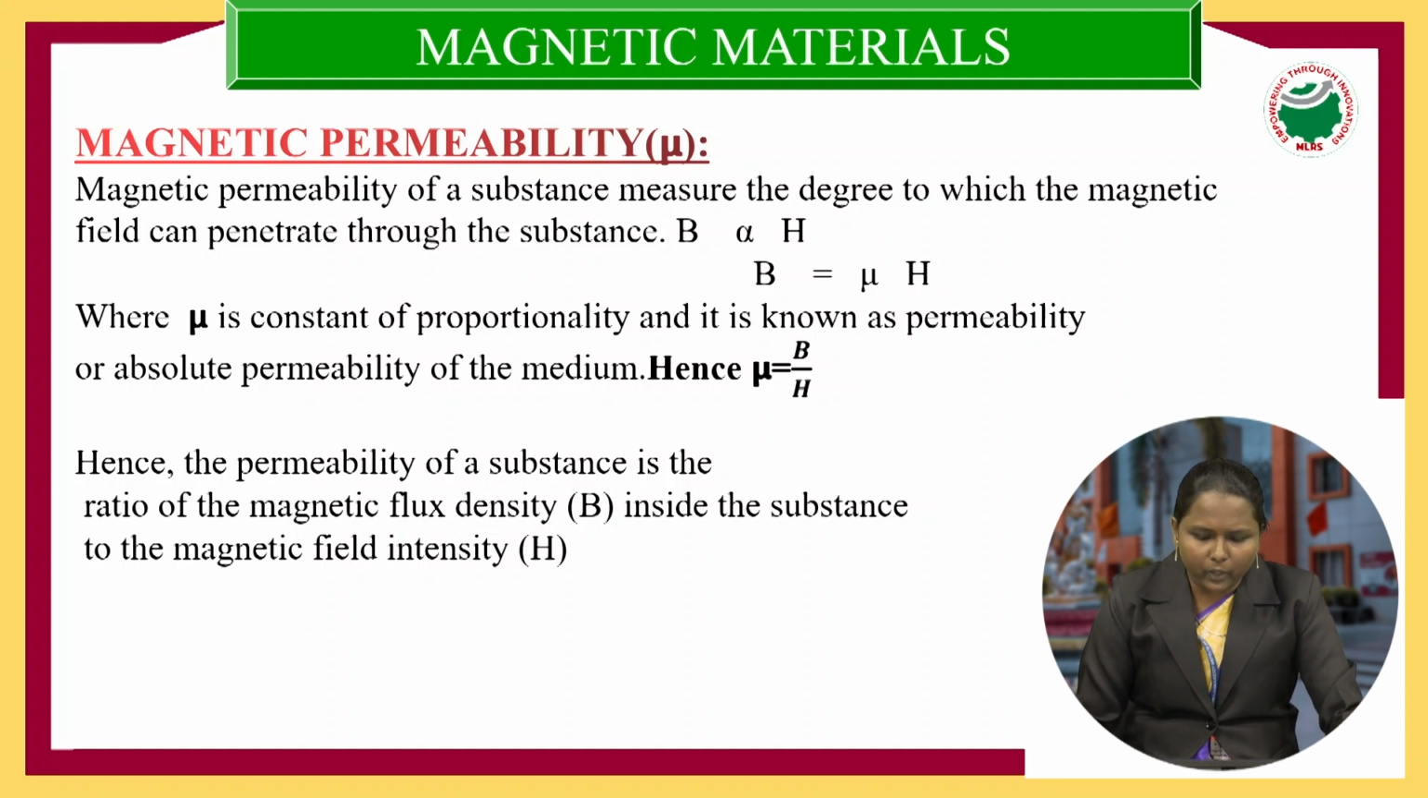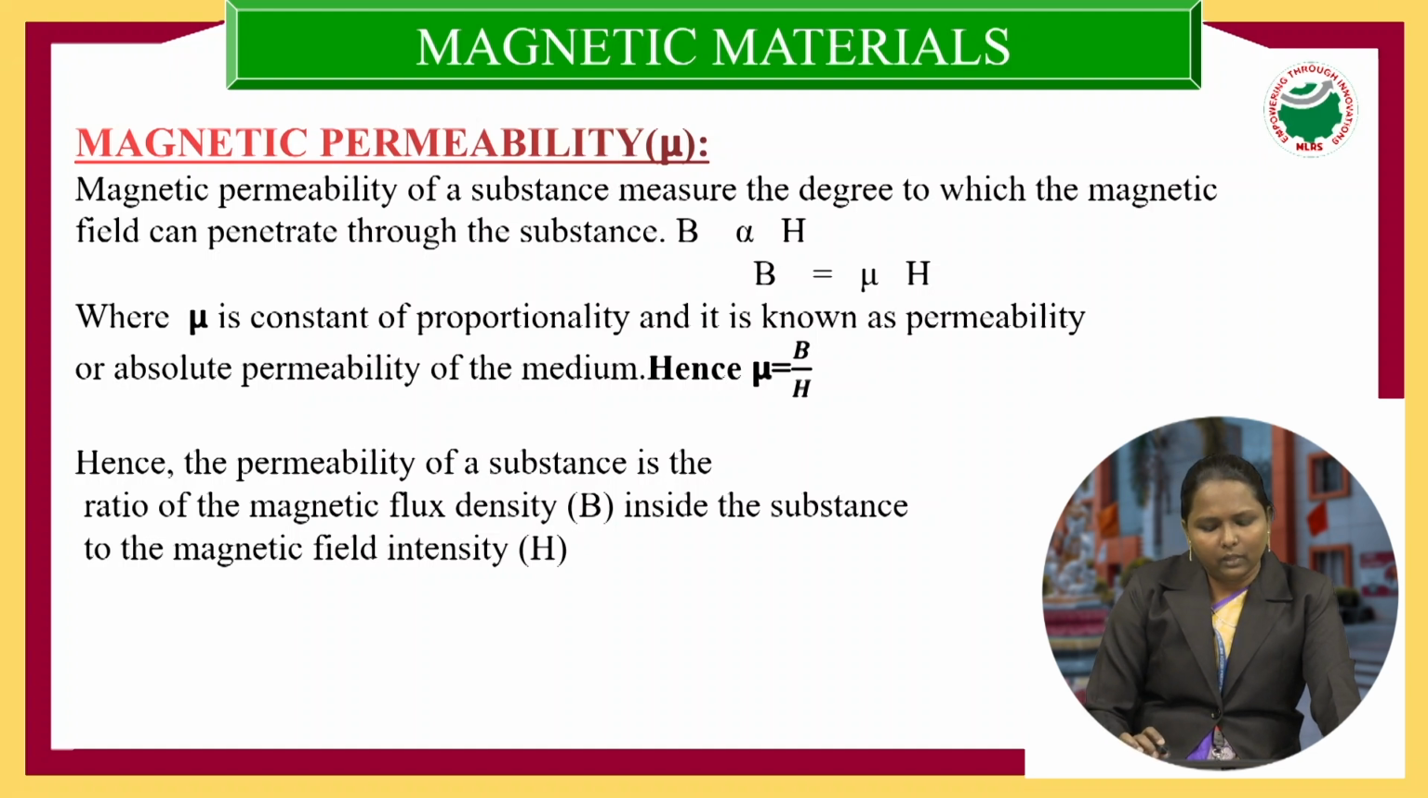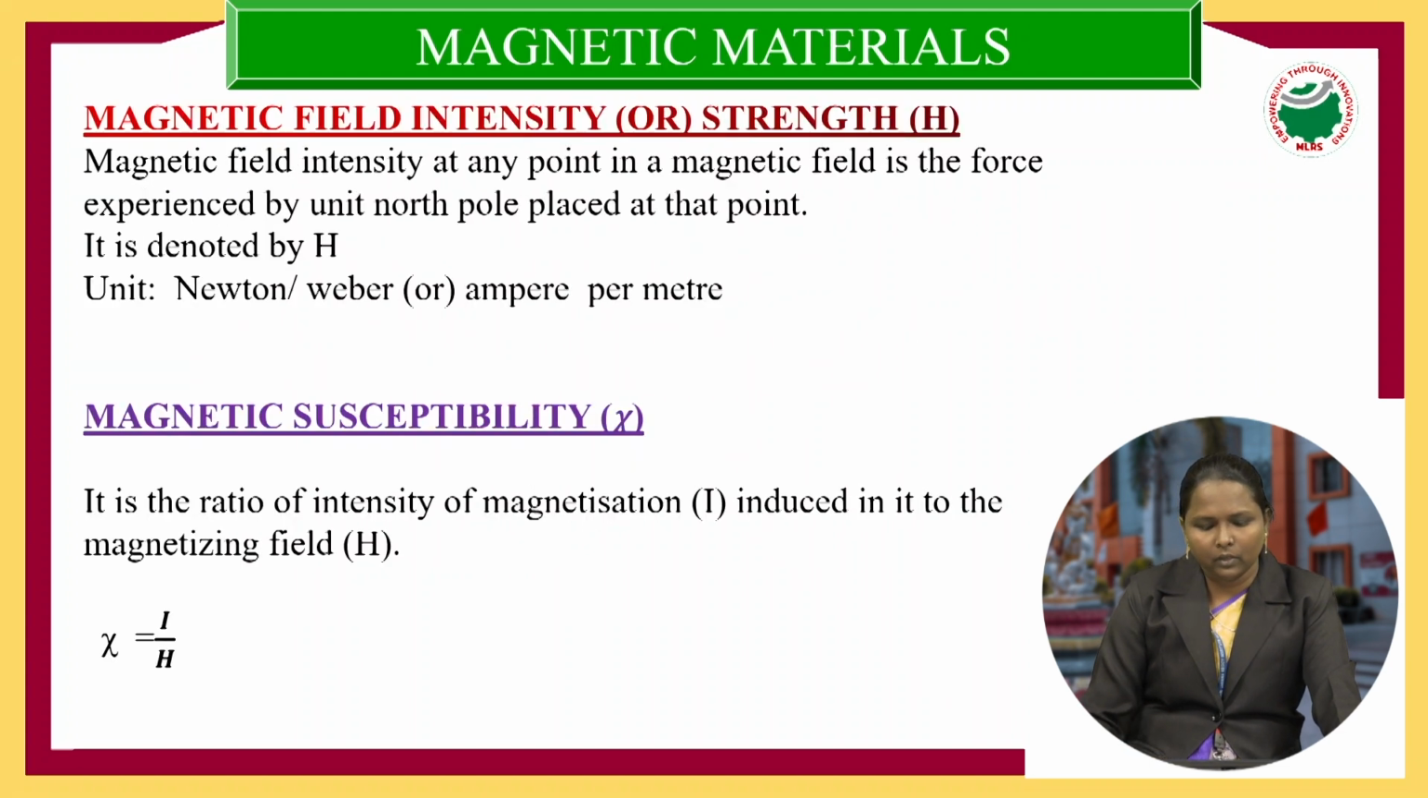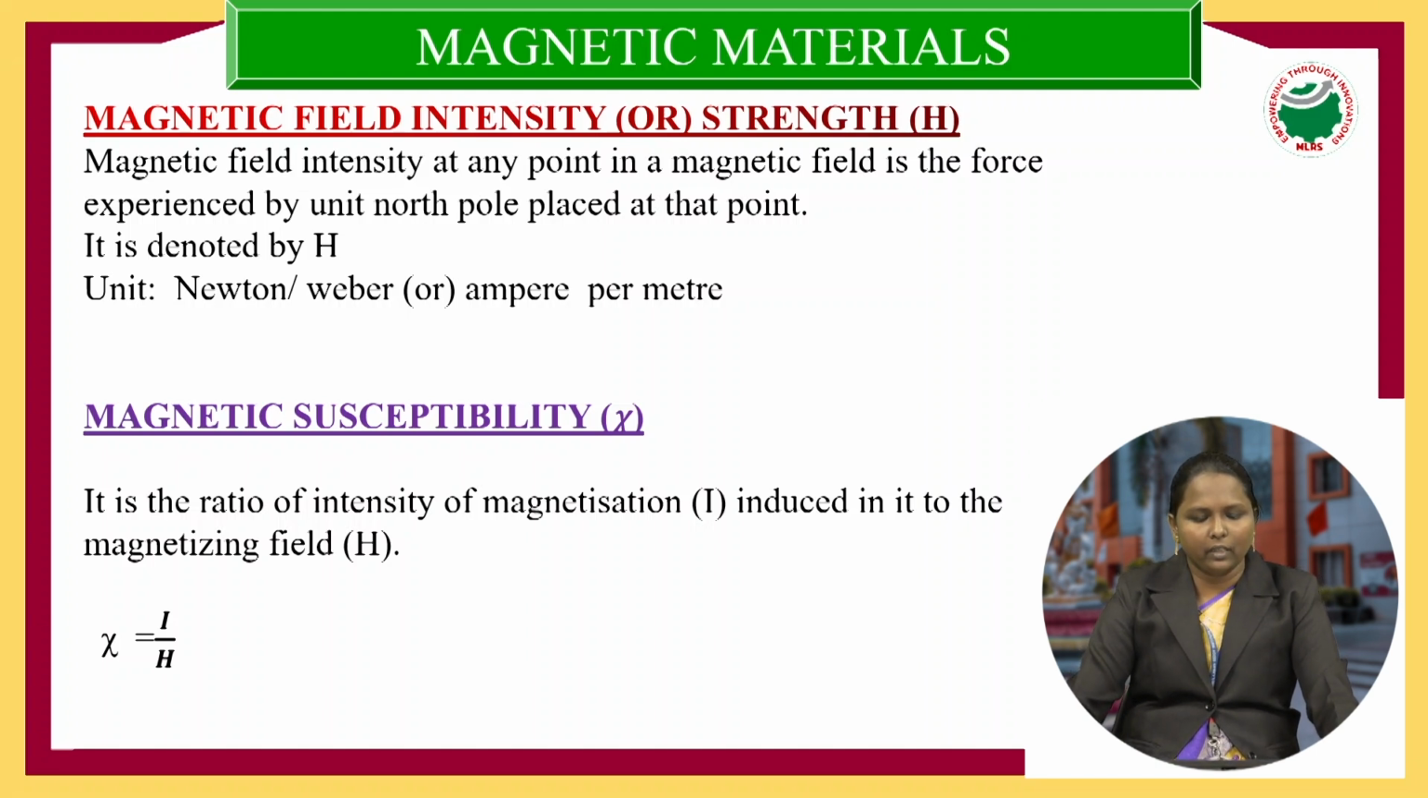For this magnetic permeability of the substance, we can write the ratio between the induced magnetic field induction inside the material and the applied external magnetic field. So this is the ratio. We can remember it like this: the ratio between the induced magnetic field and the applied magnetic field. Next one is magnetic field strength, or magnetic intensity. The magnetic field strength at any point in the magnetic field is the force experienced by the north pole. So how many lines are experienced from the north pole? That we can say is the magnetic field intensity.